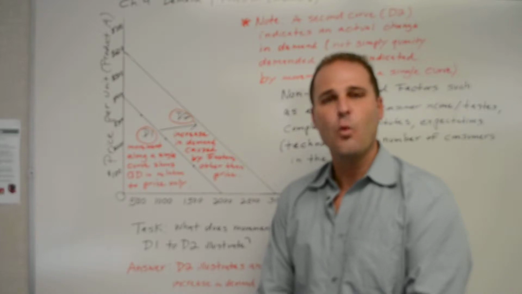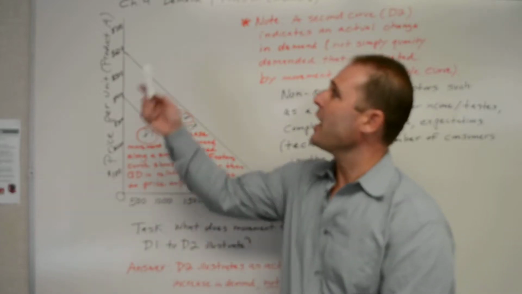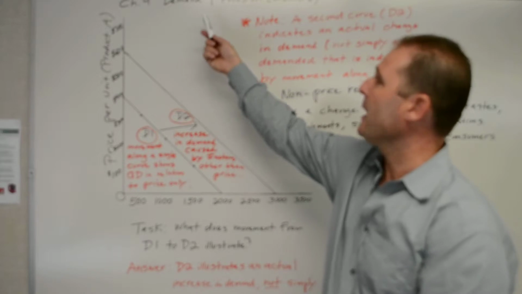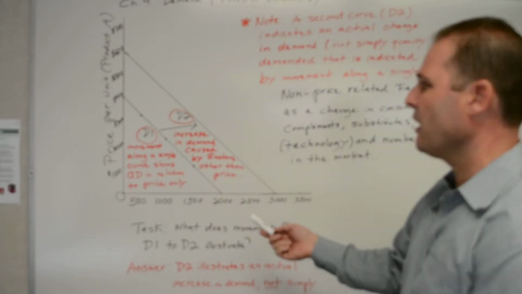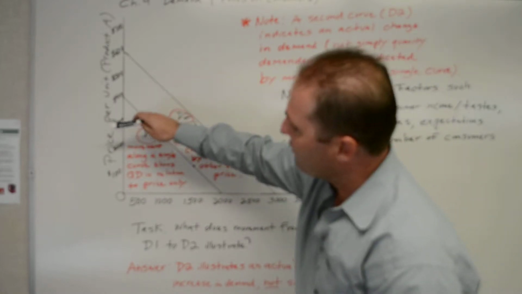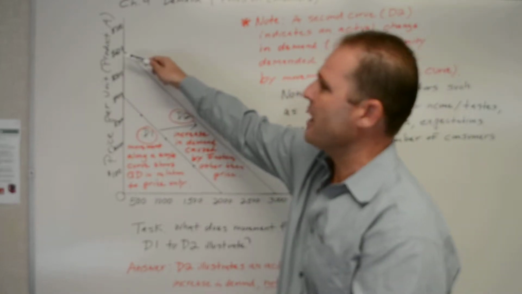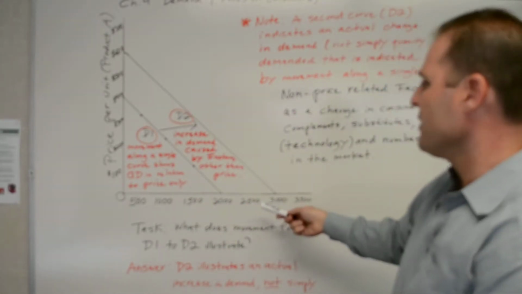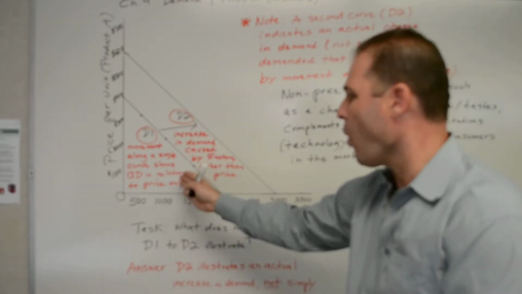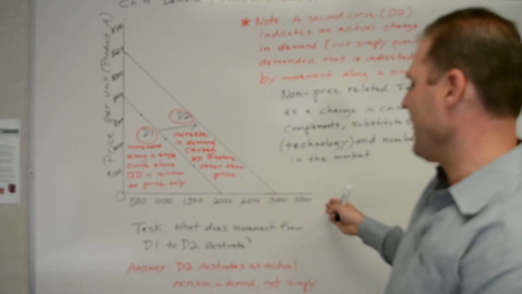Hello students, welcome to our lesson continuing from chapter 4, which is entitled Demand with a focus on consumers. Looking at this graph, you'll see on the vertical axis we have price per unit. For this example we call it product A. On the horizontal axis, this is going to be the actual quantity of units of product A.